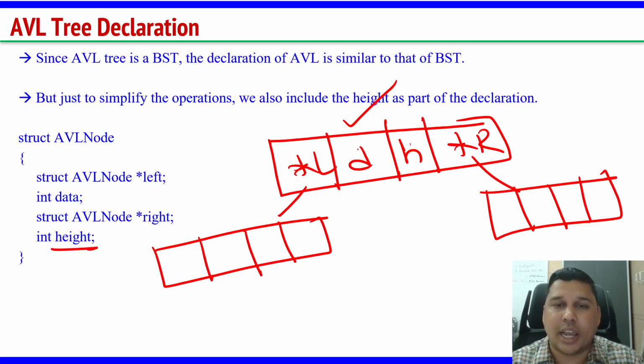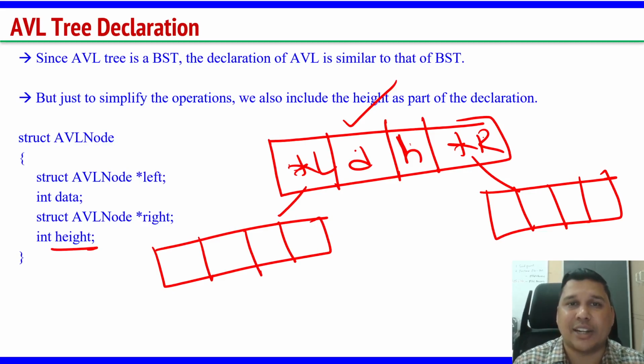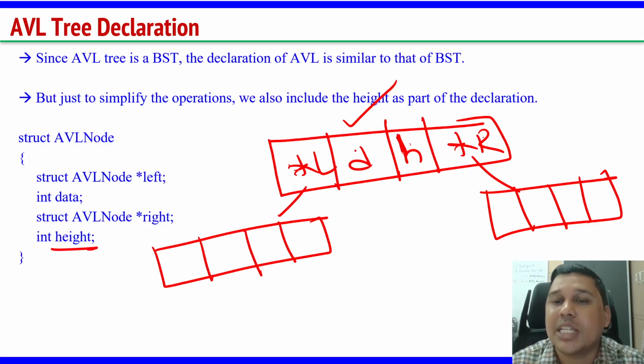We are including along with the data, the left and right pointers, a height variable also, h, right. Why do we need h? Because the AVL tree concept itself says that the tree should be height balanced, meaning the heights of the left subtree and the right subtree should differ by at most 1. Okay. So, this h will give us the difference between the two subtrees.